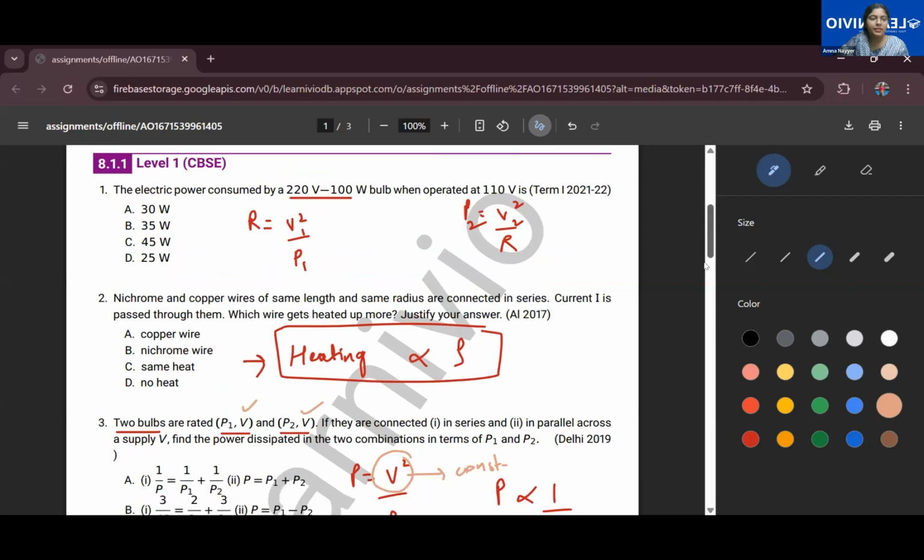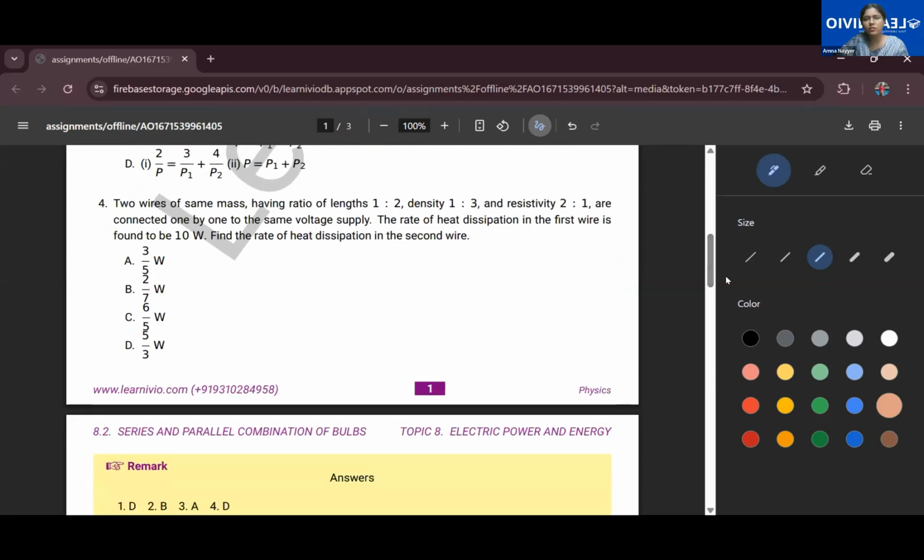Okay, so first three questions I think were given. Fourth wasn't given, but let us just discuss this. Okay, two wires of same mass having ratio of lengths 1:2, density 1:3, and resistivity 2:1 are connected one by one to the same voltage supply. You have to calculate the rate of heat dissipation in the second wire if the rate of heat dissipation in the first wire is given as 10 watt. Means in the first one, the rate of heat dissipation is given, that is 10 watt. What is 10 watt? The power is given. And it says you have to find out the same thing for the second wire.